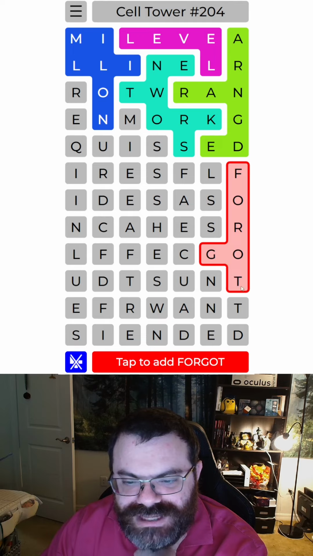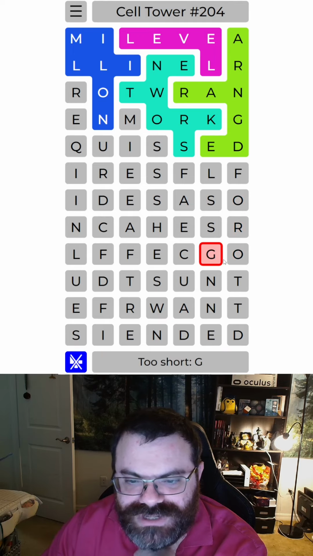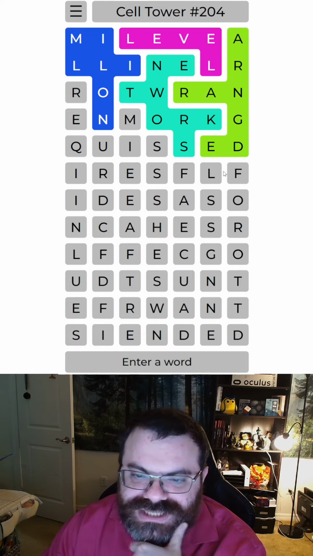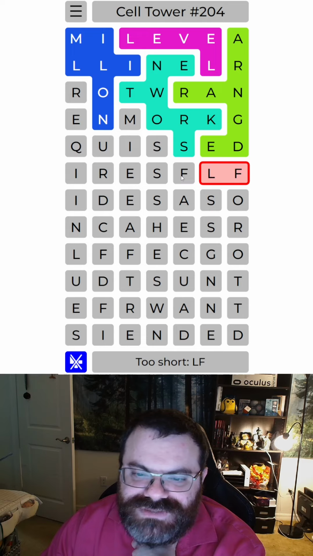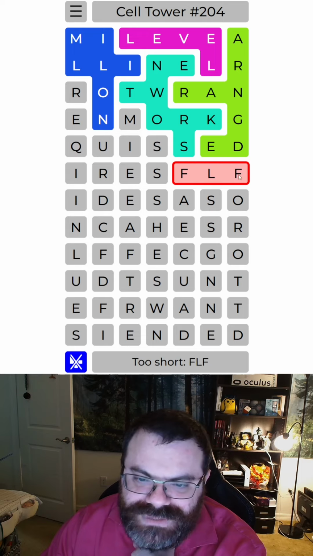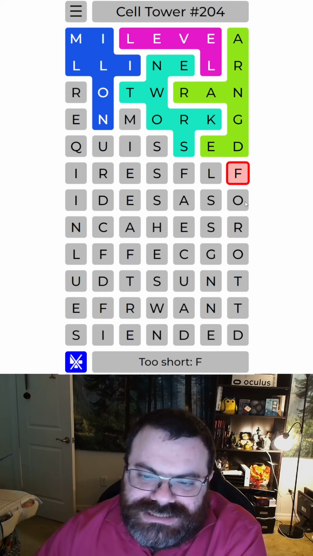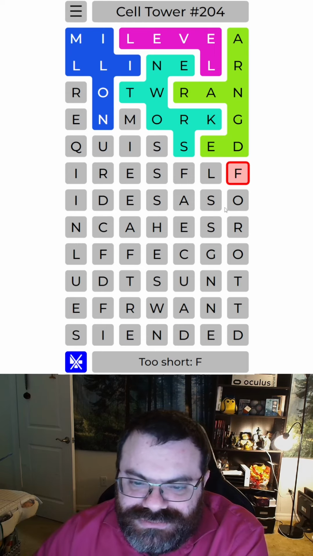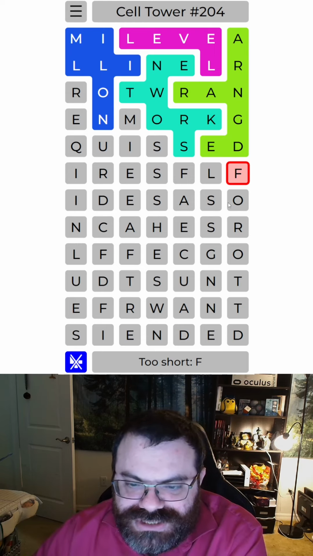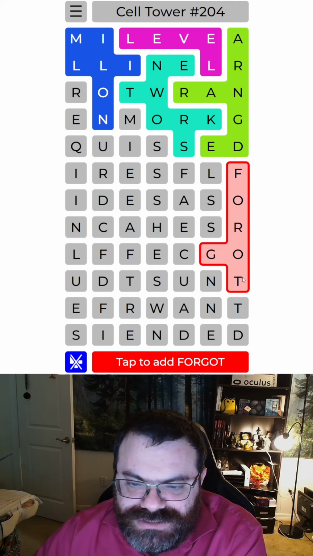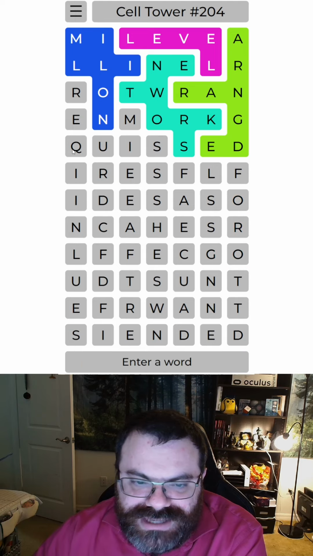I like forgot, but I'm not going to do that yet. Though I'm not sure what else this F does. Let's look at this F. Can we end in LF? It doesn't seem like it. Because ending in LF, we'd have to end in FLF. And that's just not a thing. So this F is a start of a new word. And it has to go to the next row here. And forgot just seems to work really well. Let's not do that yet, though.